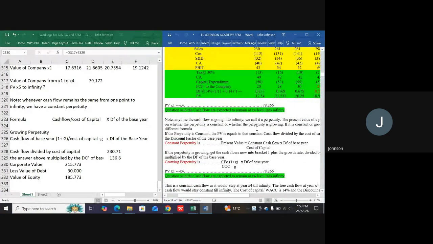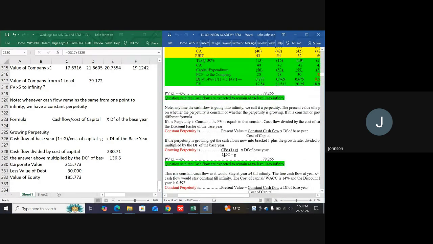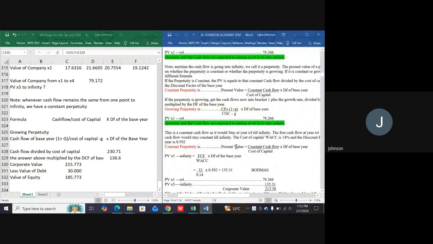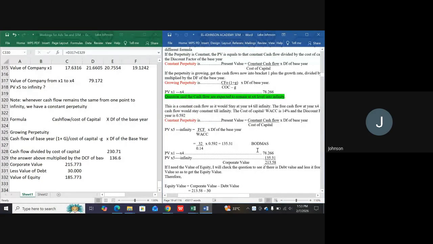Then I did a lot of explanation, just to try and give us all the formulas: constant cash flows times different part of the base year divided by cost of capital. I went further, so you can see rounding error, 136. Here we are having 135, fine. So we now take our year 1 to year 4, we have this value. Then year 5 to infinity, we have this value. So that's how we're able to add it together and we get this 215, whereas it got 213, rounding error.